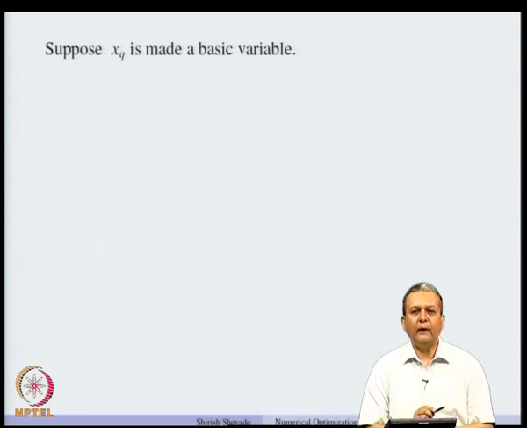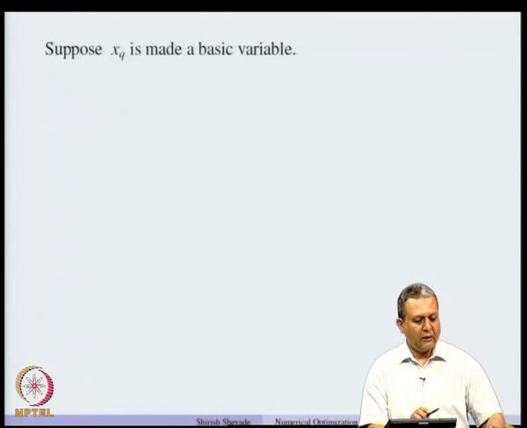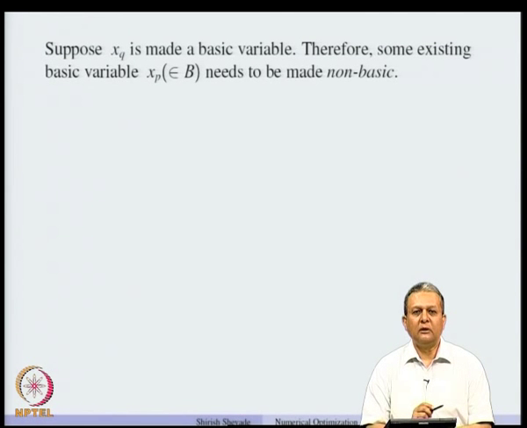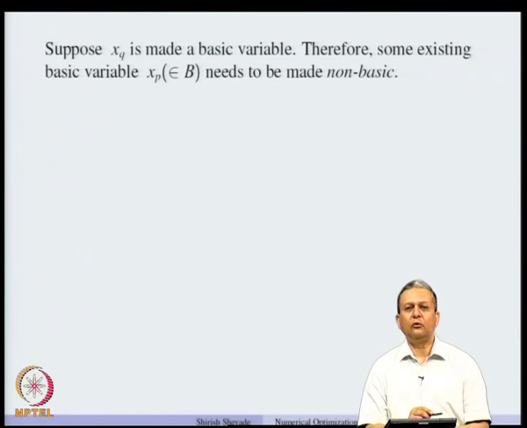Now, how do we find a basic variable which can become non-basic? Let us assume that xq is made a basic variable, and we are interested in finding some existing basic variable xp which belongs to the set B that needs to be made non-basic, because we know that at every vertex for a given linear program, there are m variables corresponding to the basis set and n minus m variables corresponding to the non-basic set. So, when we want to bring a non-basic variable into the basis set, one of the existing basic variables has to be made non-basic. And how can that be done? That is the question that we would like to address now.